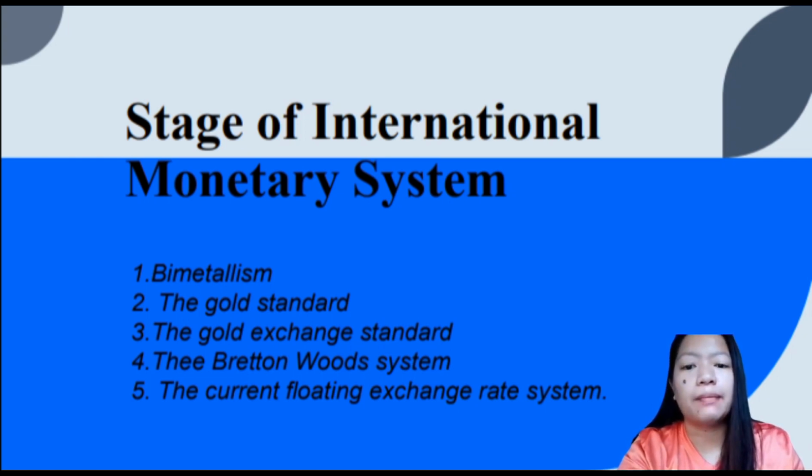Bretton Woods system, established in 1944 at the United Nations Monetary and Financial Conference in Bretton Woods, New Hampshire. The system created a fixed exchange rate regime where currencies were pegged to the US dollar, which in return was pegged to gold. The International Monetary Fund, or IMF, and the World Bank were also established as part of this system to promote international monetary cooperation and provide financial assistance to countries in need.